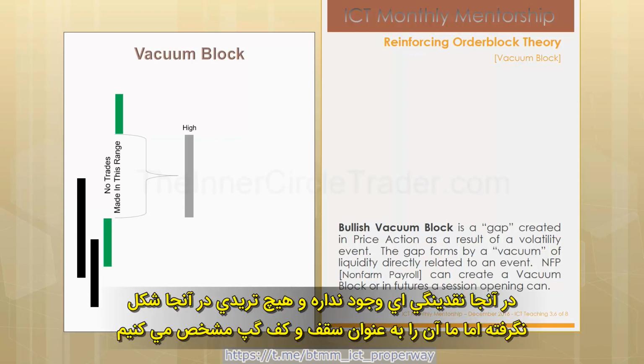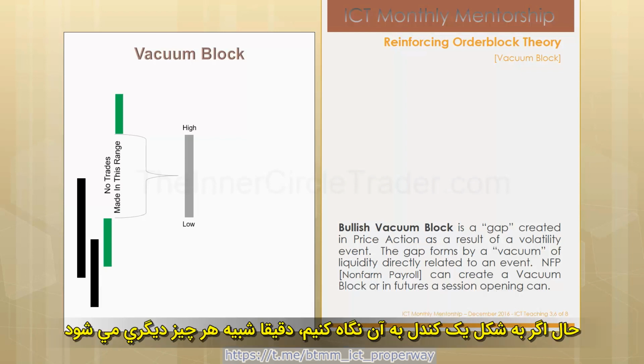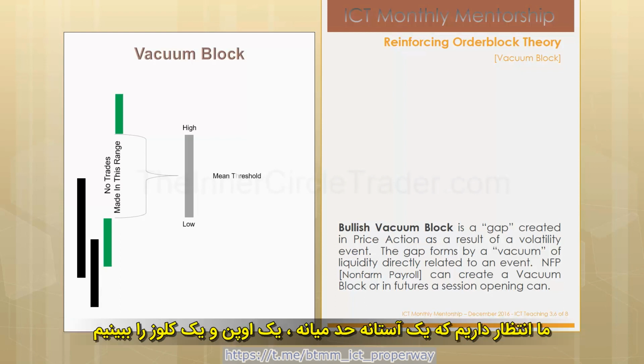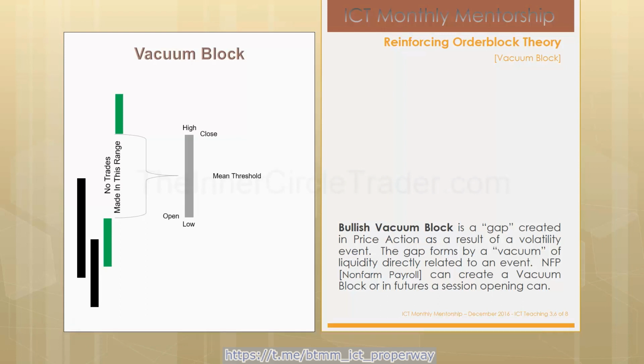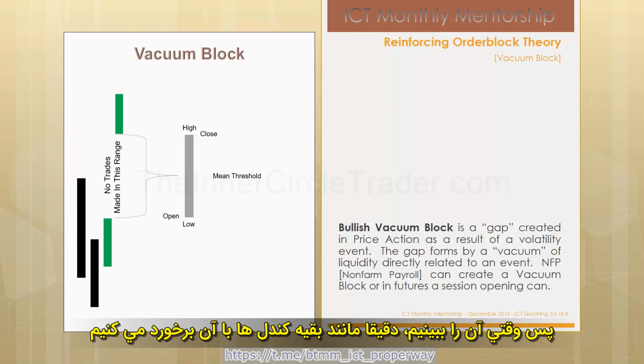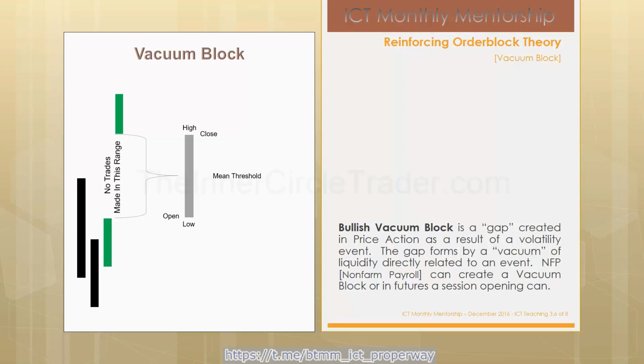There's an absence of liquidity there. There's an absence of price being traded there, but we're defining it as the high and the low of the gap. Now, if we looked at it in terms of a candle or a bar, it would be just the same as anything else. We would expect to see a mean threshold, an opening, and a close. So if we see that, we're just going to treat it just like any other candle.